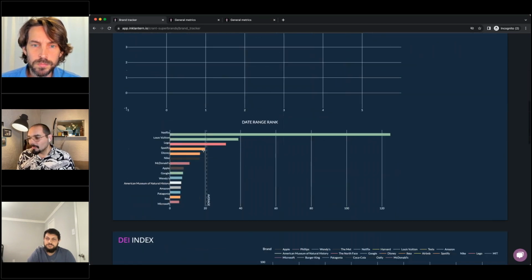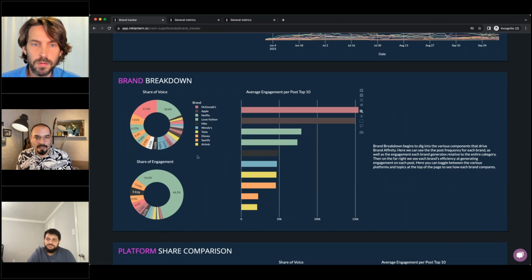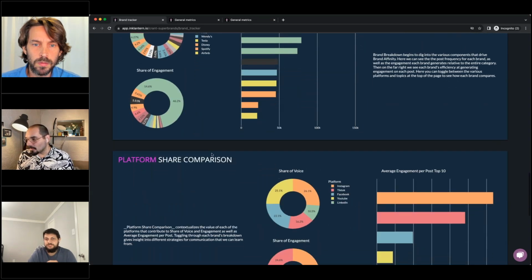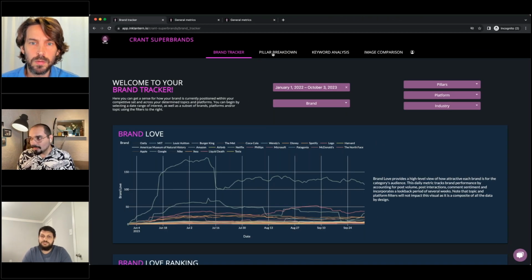And then we have different views that give us the ability to understand how this brand love is generated. Is it volume? Is it engagement? What about the platforms? Where am I performing? Where not? And that's where you're going to see up here the tabs with pillar breakdown, keyword analysis, so looking at language, and then image comparison, looking at visuals.